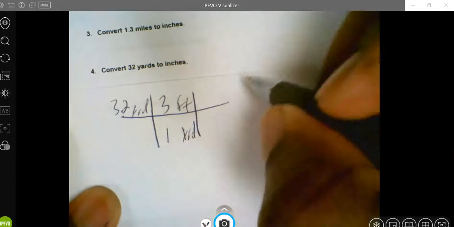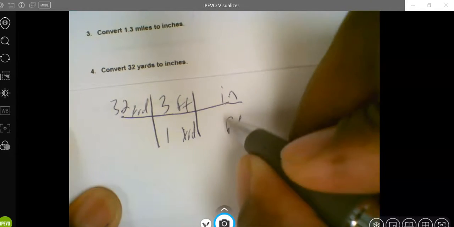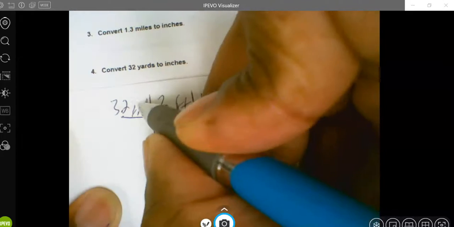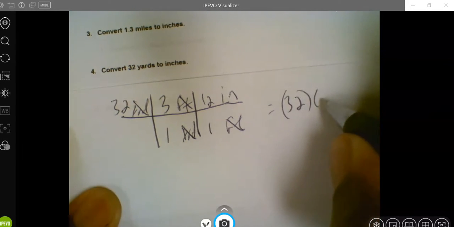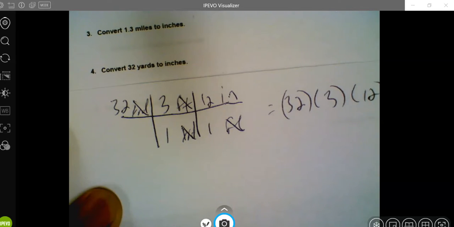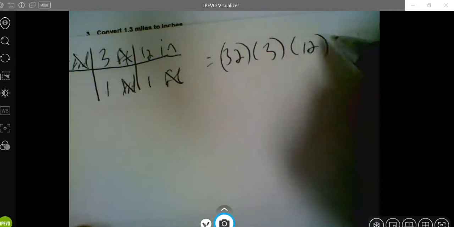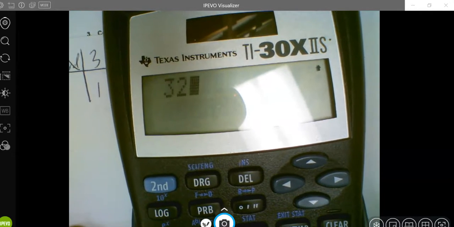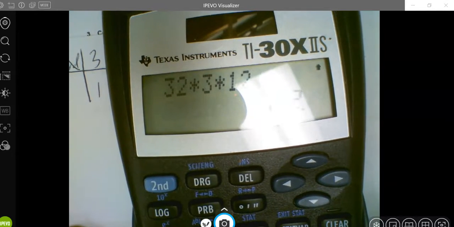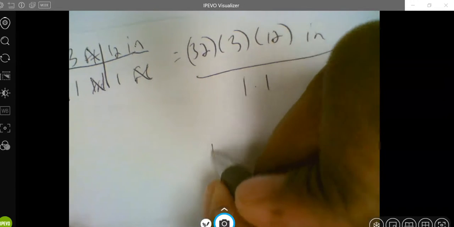So it's 1 yard gives you 3 feet. You want it in terms of inches, so I'm going to put feet on the bottom and inches here. So 1 foot gives you 12 inches. And these cancel and then these cancel. So it gives you 32 times 3 times 12 inches. Again, that's divided by 1 times 1. So when you plug it all in, 32 times 3 times 12 gives you 1152. So that's 1152 inches.